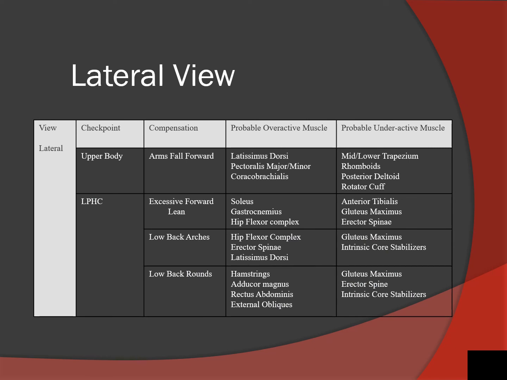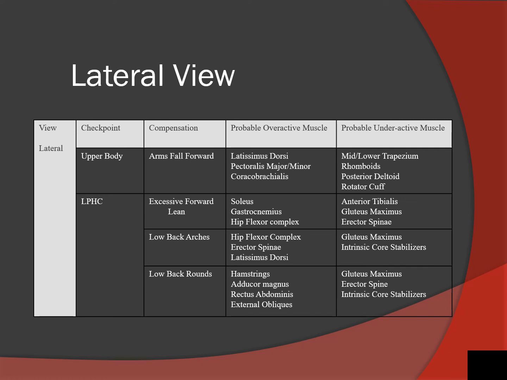Here's another example from the lateral view of a composition table. The one I've been kind of picking on a little bit is that the arms fall forward, probable overactive muscles. You can see there's a cohort of three in there, but the latissimus dorsi, I think, are typically the major problematic factors. So I'd want to foam roll that, do some myofascial release on that. And the probable underactive muscles, I would want to fire these up with some type of specific strengthening of the musculature to keep those arms from falling forward.